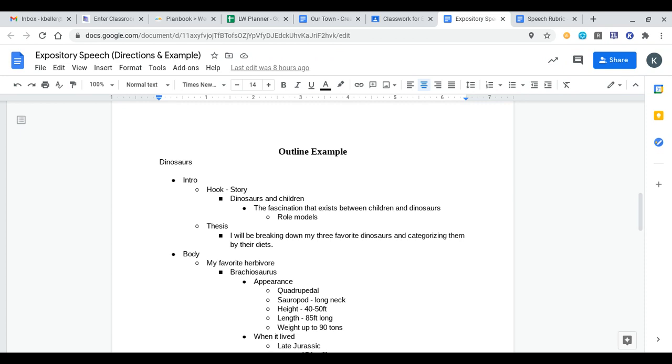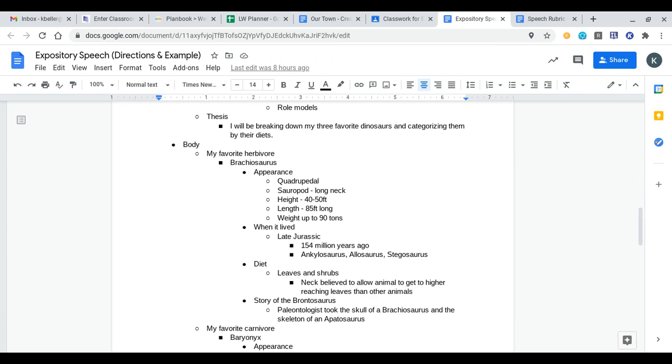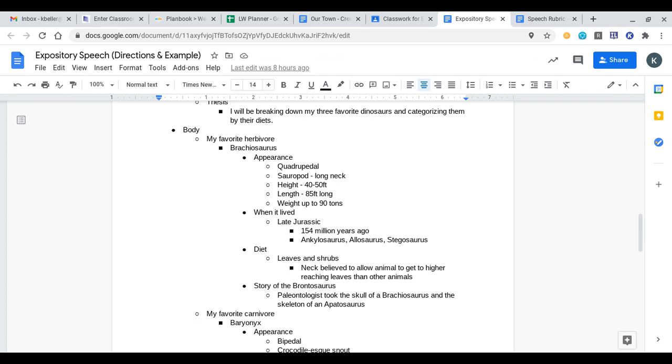More specifically, my favorite three dinosaurs depending upon what they eat. So I have my favorite herbivore, carnivore, and omnivore listed here. In each of those, I have four key points that I try to talk about with each dinosaur. For example, I do appearance, when the dinosaur lived, the diet that it had, so more specifically what it ate and stuff like that, and then also a story to go with them or a fun fact as well.